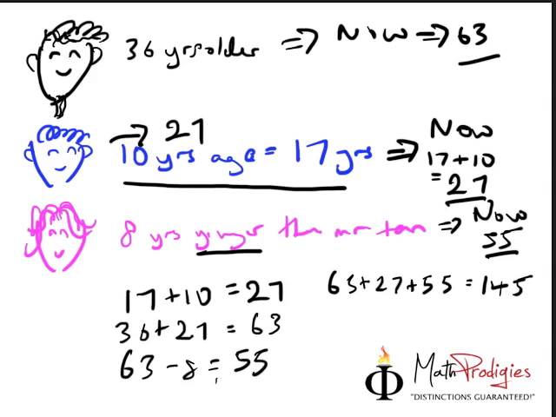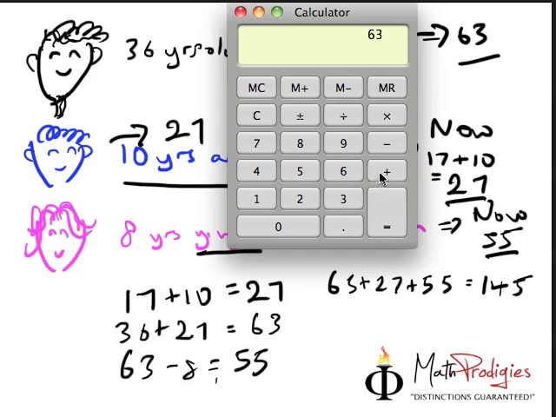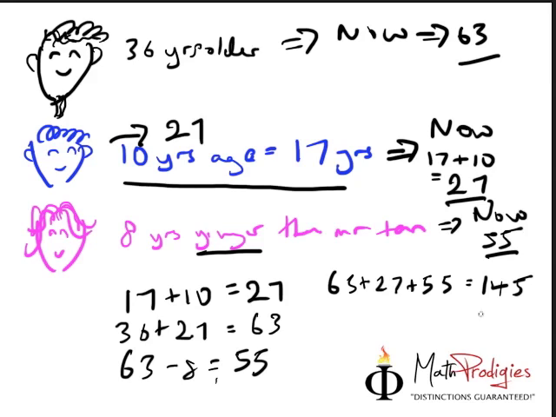Let's take out our handy dandy calculator one last time to check the answer. 63 plus 27 plus 55 is going to give you the answer of 145, and I am a math prodigy. Alright, and that's it. It's all pure logic. Draw it out, you can start seeing it already.